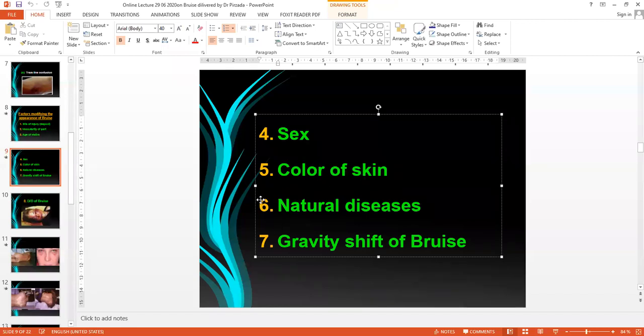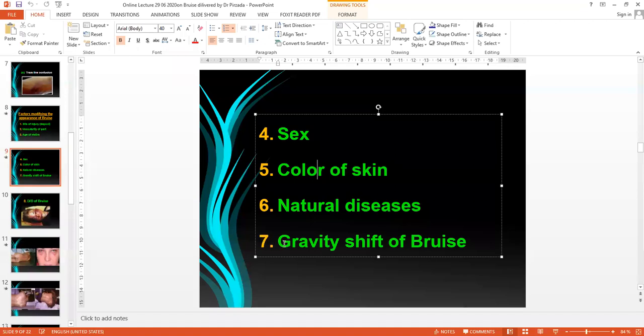Then number 6 is natural diseases. There are certain diseases where development of a bruise is very early, especially nutritional deficiency. If a person suffers from scurvy, or from hemorrhagic disorders like anemia, leukemia, hemophilia, blood dyscrasias, atherosclerotic changes, alcohol-induced changes, and in obese people. These tend to lead to early development of a bruise on account of the loss of vitamin C inside the tissues. So they can lead to development of a bruise very early compared to normal cases.